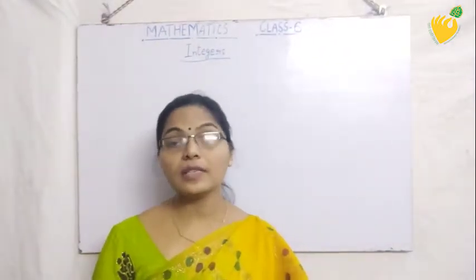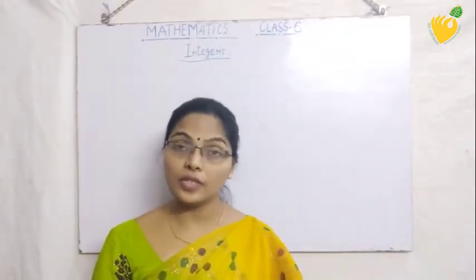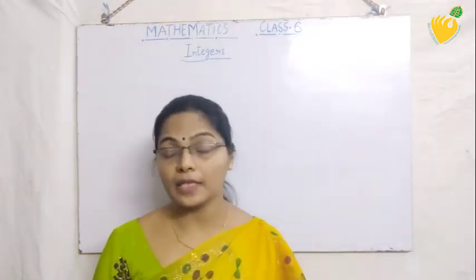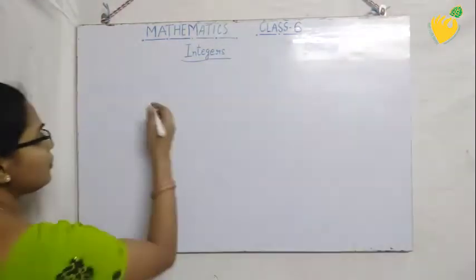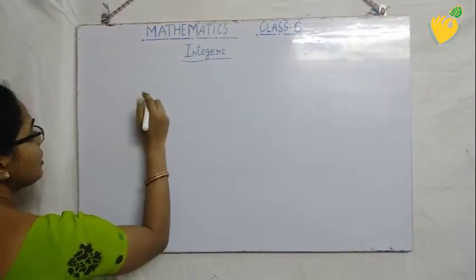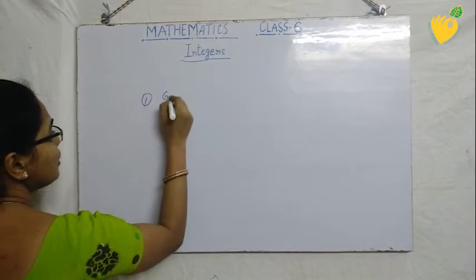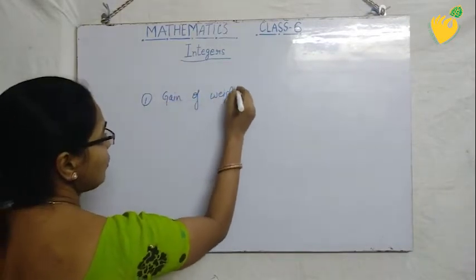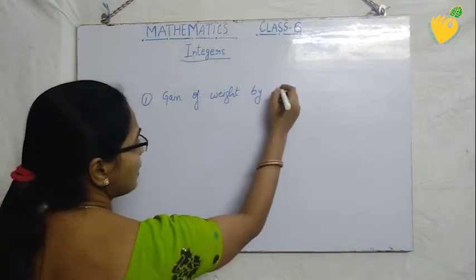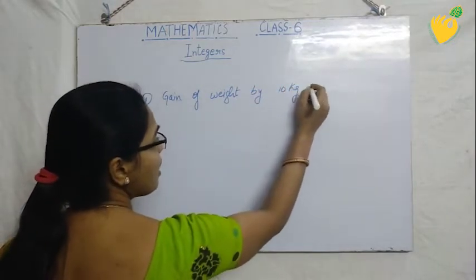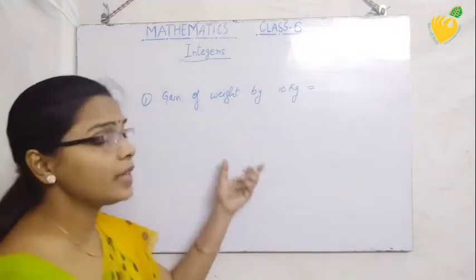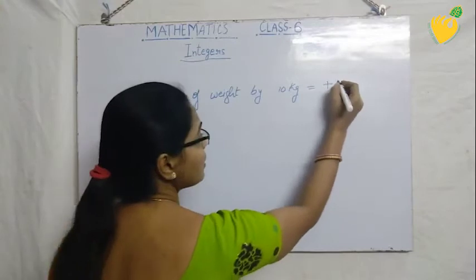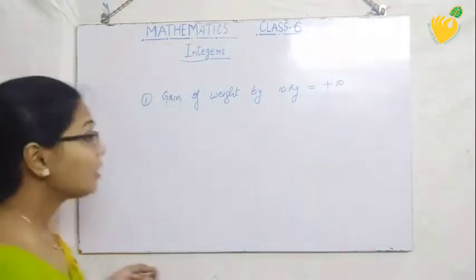Now students, let's learn to represent some real life situations with the help of integers. First is gain of weight. Gain of weight by say 10 kg. How will you represent this with the help of integers? You can simply write gain is plus 10.